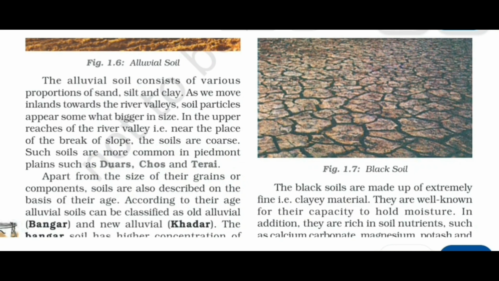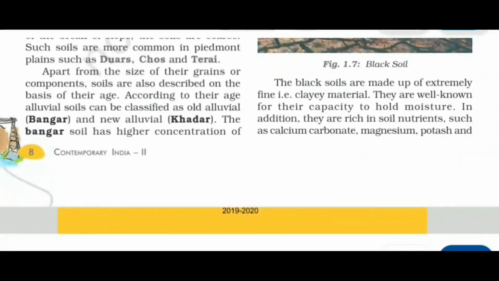Apart from the size of the grains or components, soils are also described on the basis of their age. Now grains, as I told you: sand is a little big in pieces, silt is a little finer than sand, clay is more fine, very fine soil it is. So different sizes of grains are there. And now instead of that, we are going to learn a classification that is based on age. Okay, look at the line. The classification which we are going to learn is based on age. That means at what time that soil was formed. Maybe in very olden times it was formed, maybe recently formed.